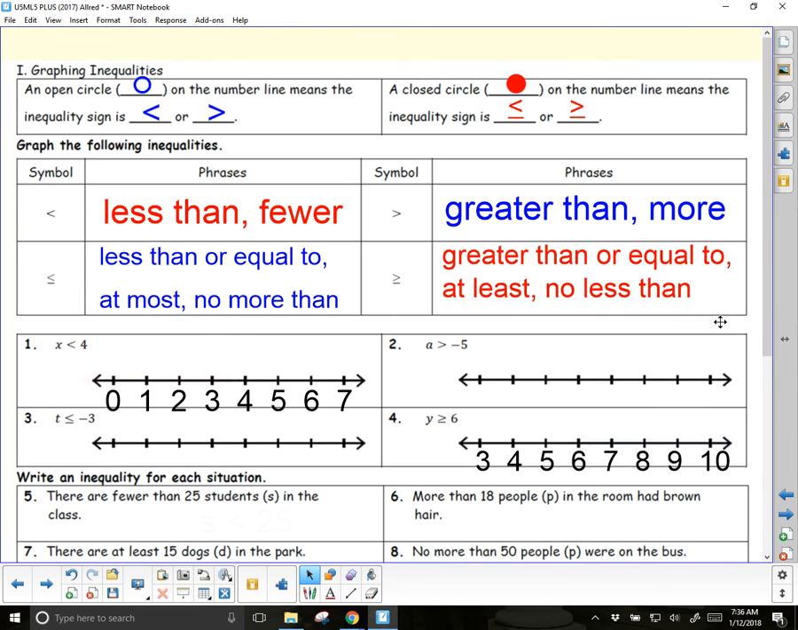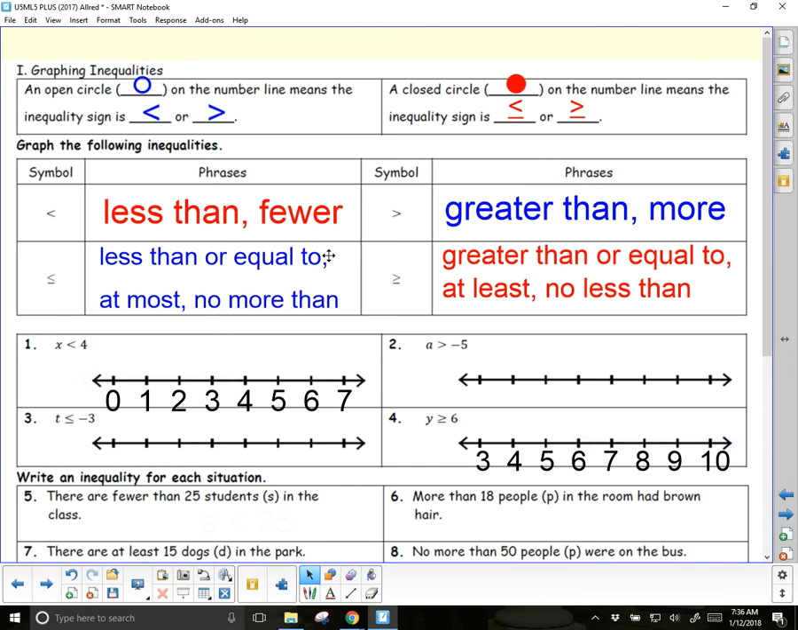There were at least 100 people there. That means there weren't less than 100 people there. There could have been 100 people, but there certainly could have been more. There were at least 100 people at the concert. Okay? So those are, of course, just a few words and phrases that we might see in word problems that would help us to write inequalities for those word problems.